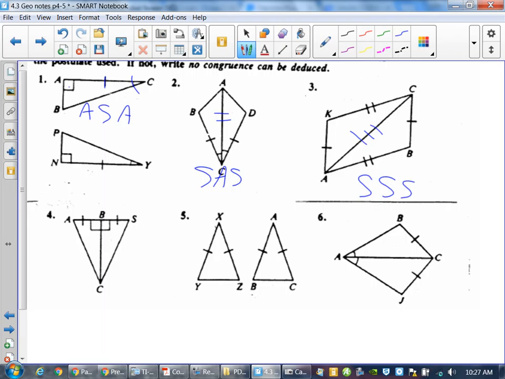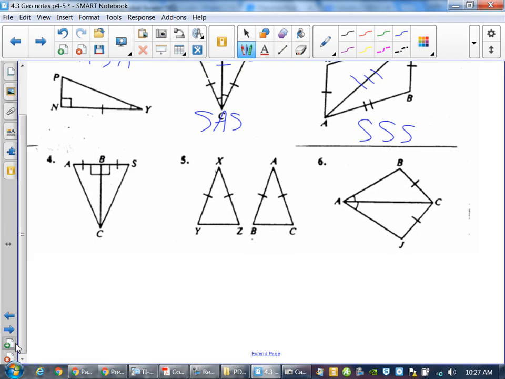Very, very easy. 4. You were saying you had a problem with 4. Now, in this case, you have reflexive again at BC. Everybody okay with that? So if I mark that, I have side, angle, side. Is that wrong? No, it's right. I don't have hypotenuse leg here because I don't know about the AC or the SC.